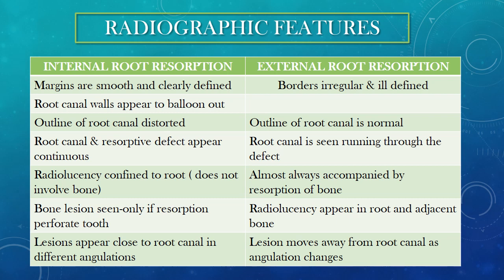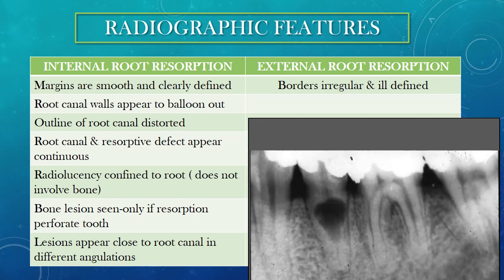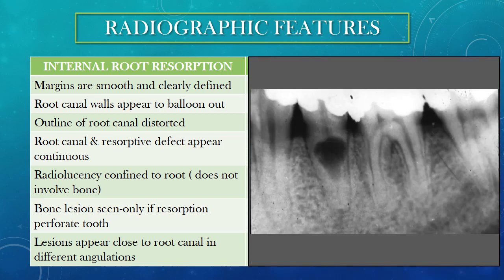The root canal resorptive defect appears continuous for internal root resorption, whereas in external root resorption, the root canal is seen running through the defect. Radiolucency is confined to the root and does not involve the bone, whereas it is always accompanied by resorption of bone for external root resorption. This is an example of internal root resorption.